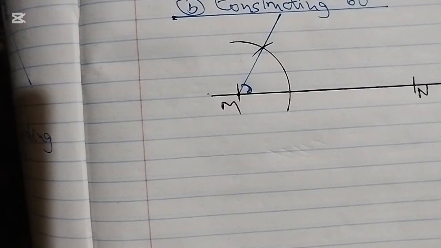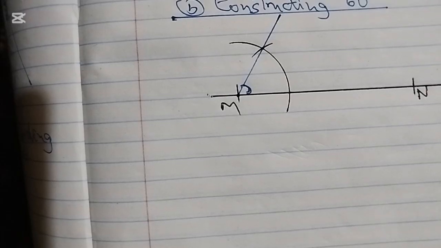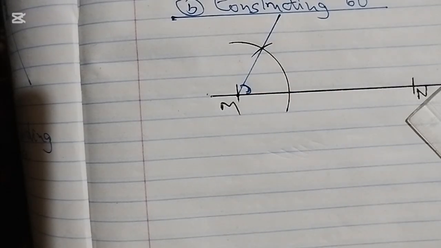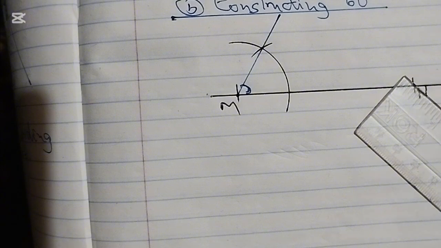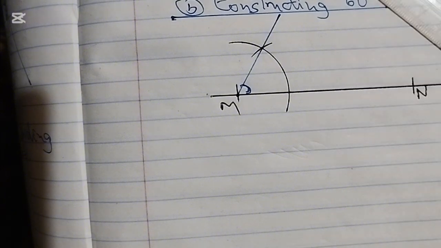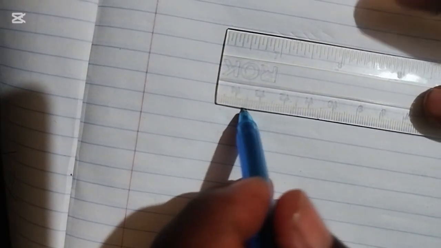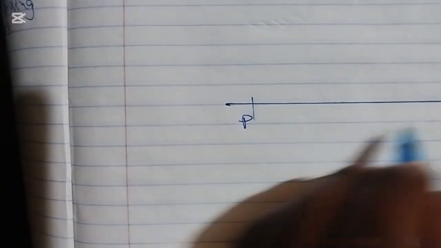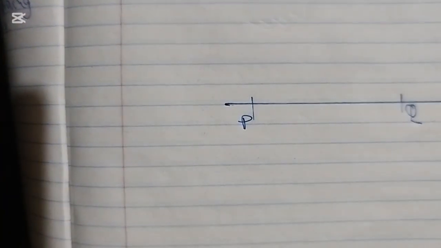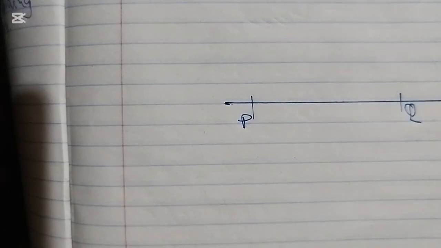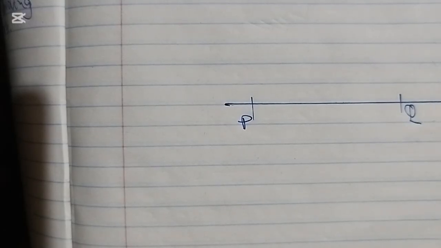I want to construct another 60 degrees to make you people understand the logic. Let's say maybe I've got this line, maybe PQ. I want to construct 60 degrees at Q now, not P. I want to construct 60 degrees at Q. How do I construct 60 degrees at Q?